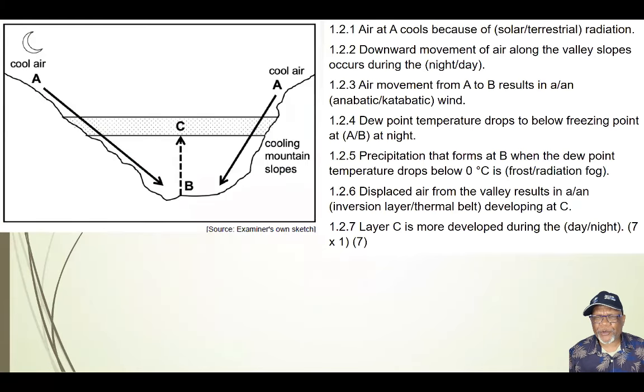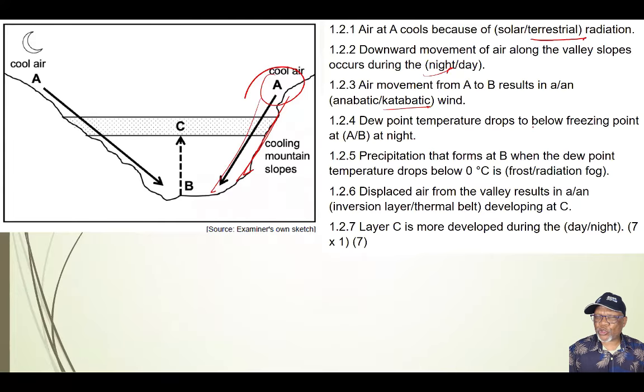Okay, now we have a few activities here. Let's look at activity one. It says air at A. Here is A. Air at A cools because of terrestrial radiation. Downward movement of air along the valley slopes occurs during the night. And then the air movement from A to B results in anabatic or katabatic? A to B is going to be katabatic. Anabatic will be the upslope movement during the day.